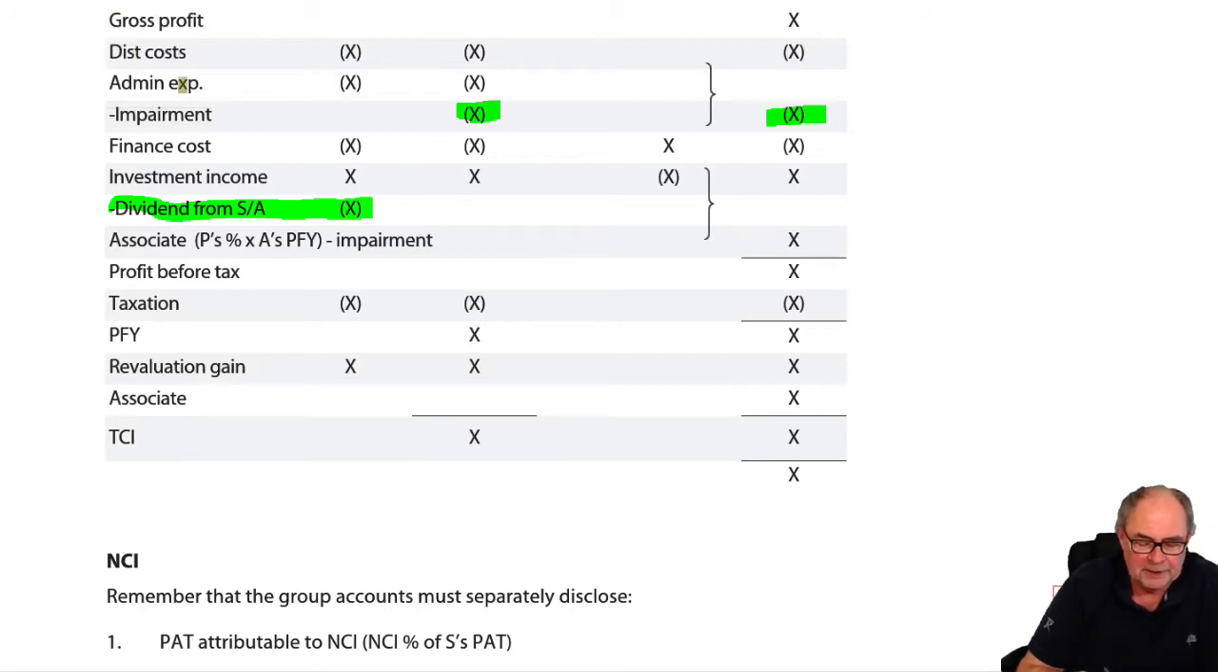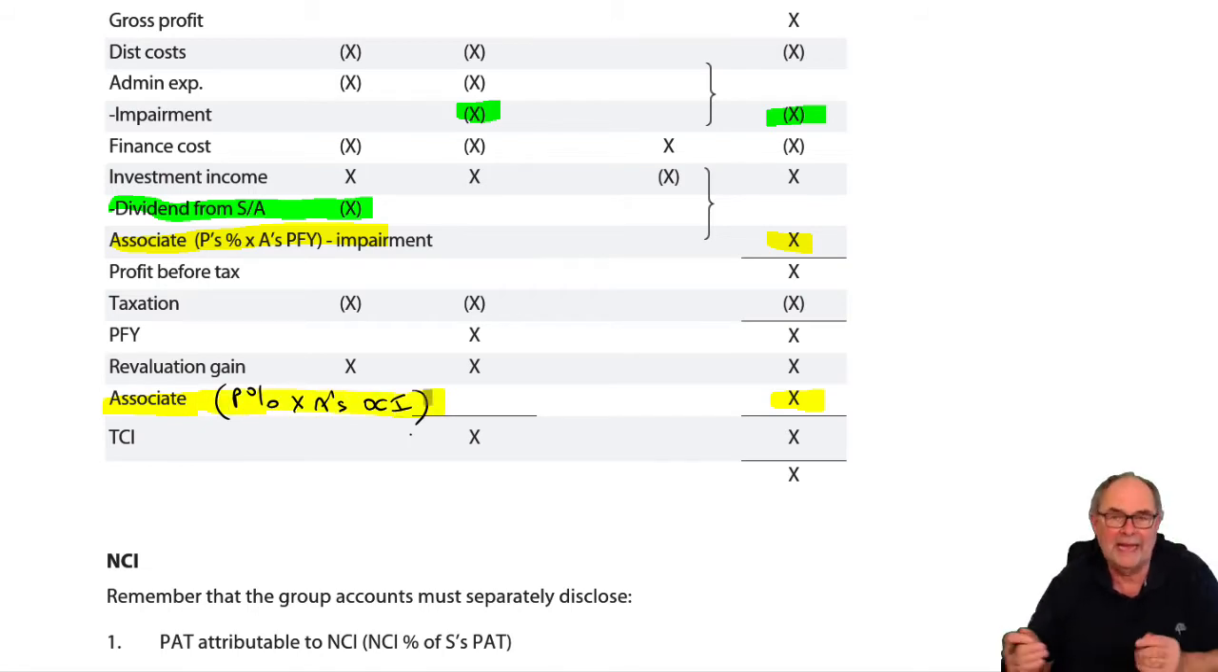Very important number you can see is the associate number. So you take your share of the associate's profit, and also, of course, you may well be taking your share of the associate's OCI if they've got any. So those two lines are very important. So that could be P's share of associate's OCI. They're the kind of numbers that we might have to generate.